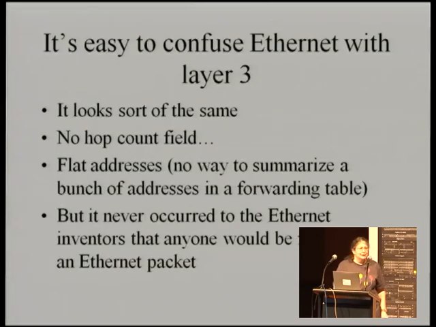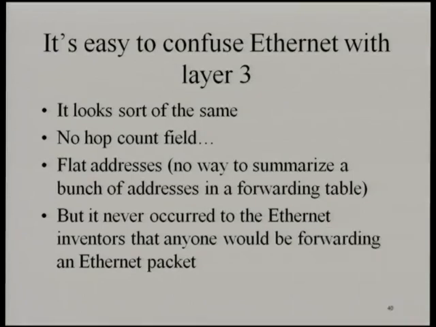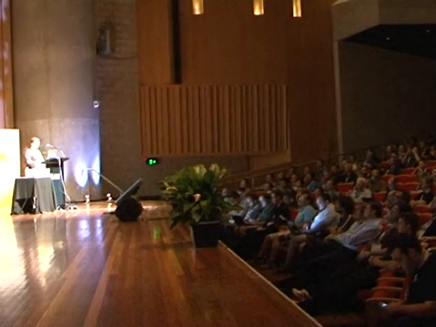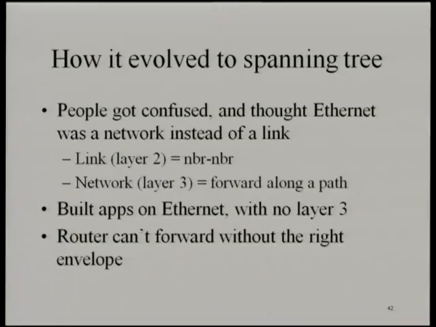It's easy to confuse Ethernet with a layer 3 protocol. It looks kind of the same, but there's no hop count field. In Ethernet, addresses are flat, meaning there's no way to summarize a bunch of addresses with one forwarding table entry. So Ethernet would not be suitable for replacing the Internet. But the Ethernet inventors never put in something like a hop count because it never occurred to them that anybody would be forwarding these packets. So why are we forwarding these? People got confused and they built applications directly on layer 2. They thought Ethernet was instead of layer 3. It was the new kind of network.